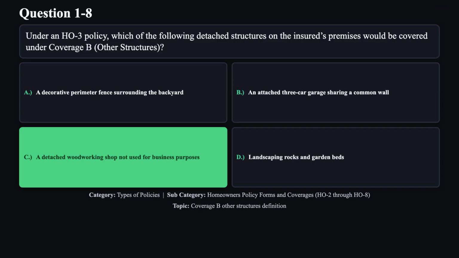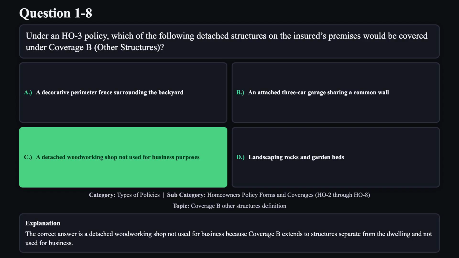The correct answer is C. The correct answer is a detached woodworking shop not used for business, because coverage B extends to structures separate from the dwelling and not used for business.